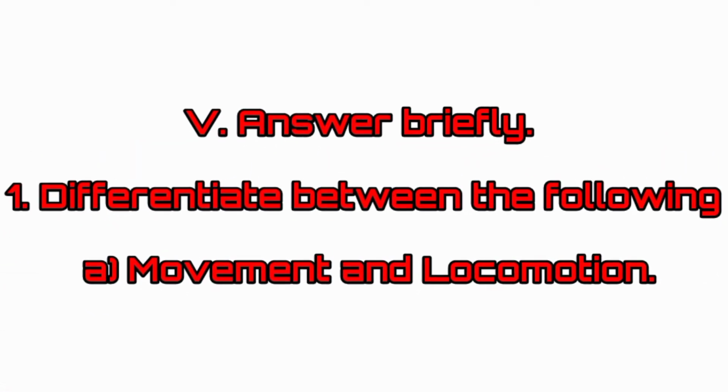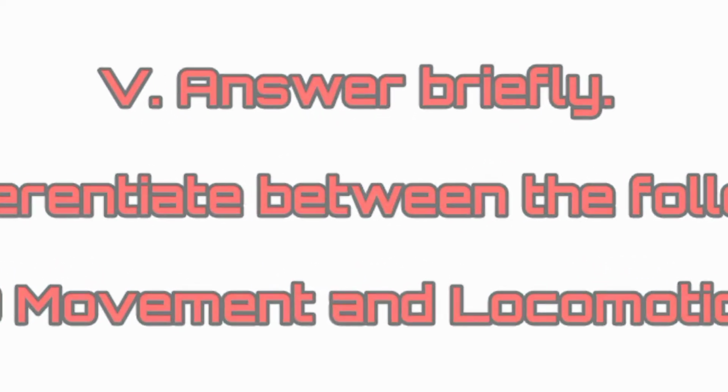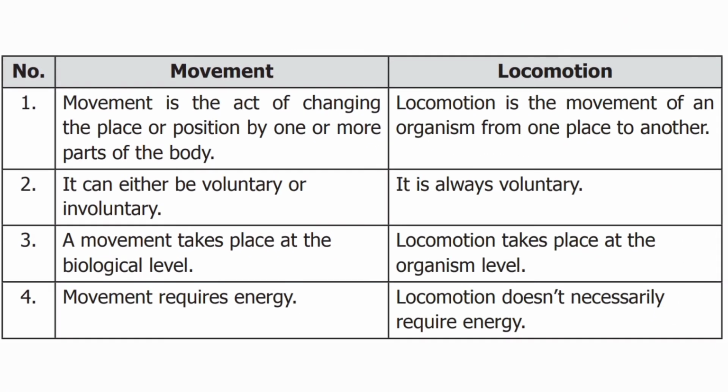Answer briefly. Differentiate between the following: movement and locomotion. Movement is the act of changing the place or position by one or more parts of the body. Locomotion is the movement of an organism from one place to another. Movement can either be voluntary or involuntary. Locomotion is always voluntary.